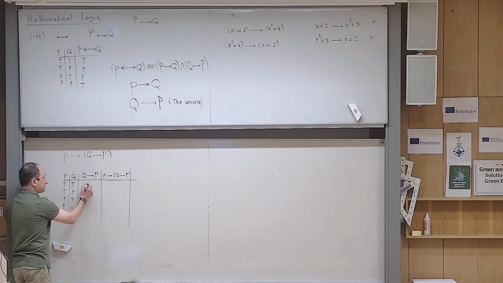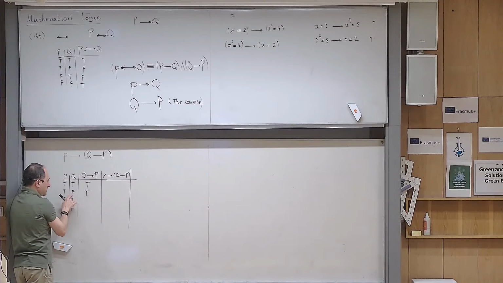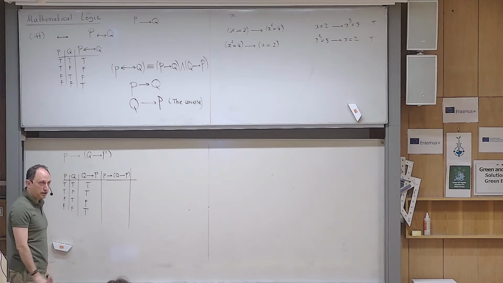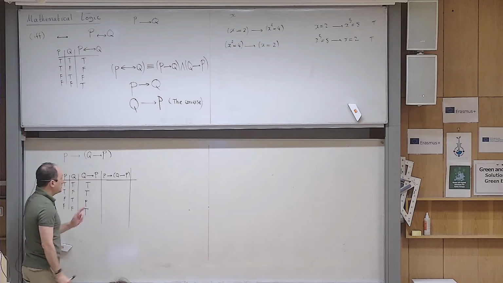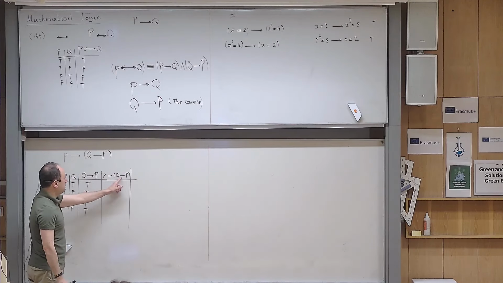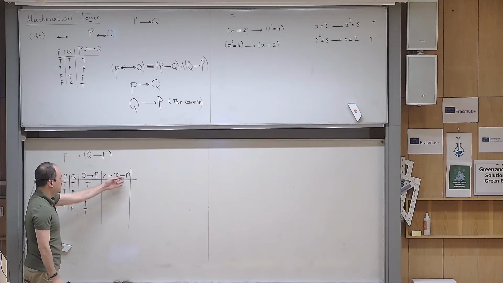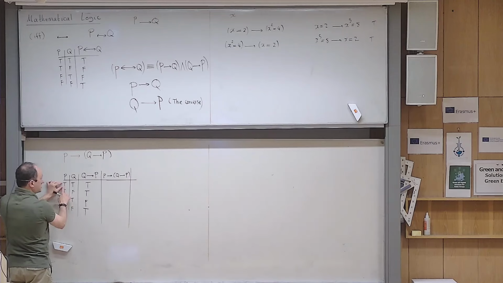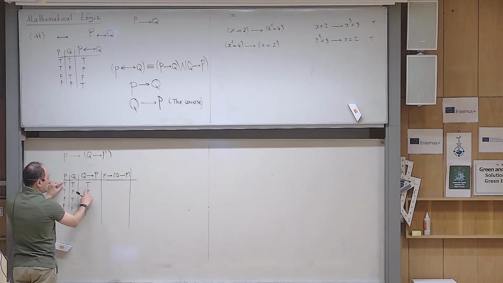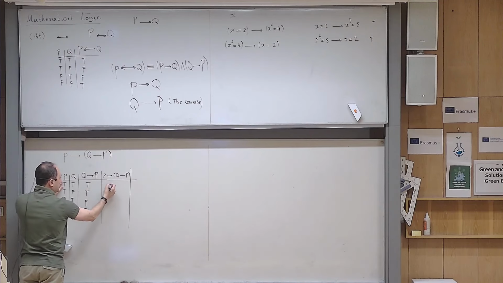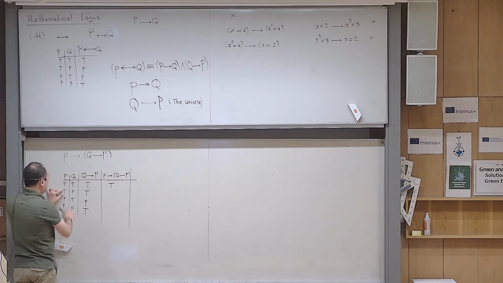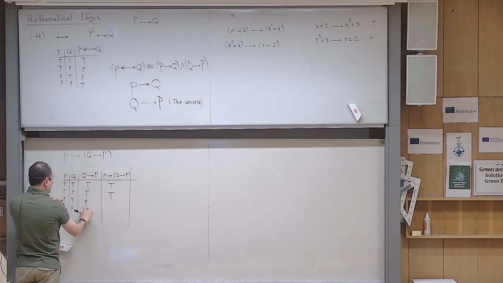The first row is true. This one, true again, because this one is false. The first one is false, the second one is true. Here, false, and here, true. Okay? So then here, what is playing the role of the premise? P. What is playing the role of the conclusion? This column. Yes? So now your premise here is T. Your conclusion here is T. So the conditional becomes T. And here, T. Here, true. Here, true.